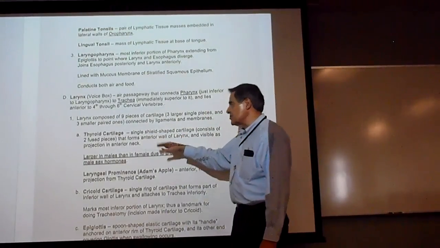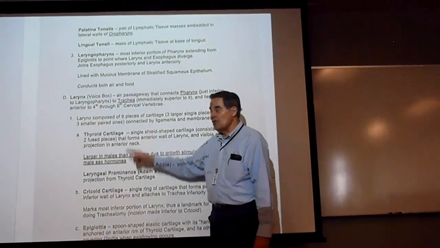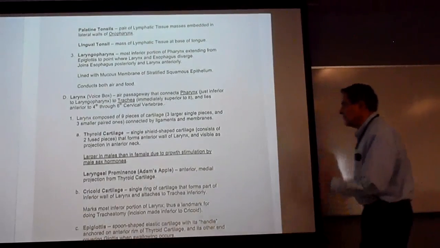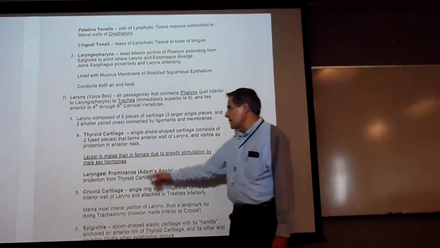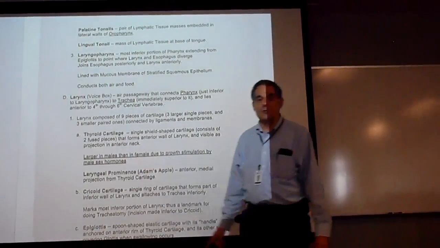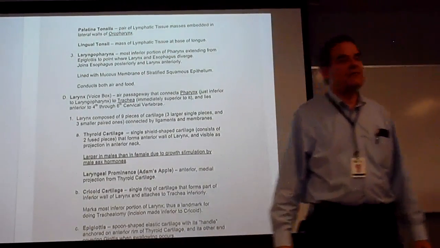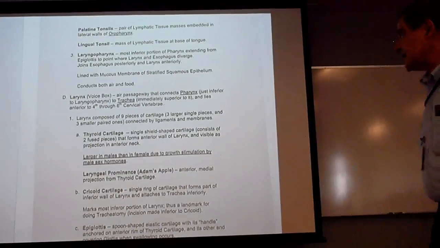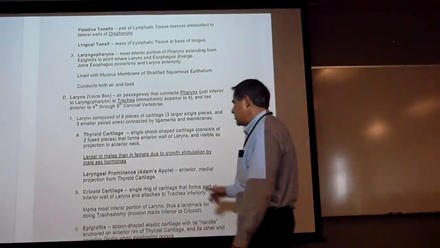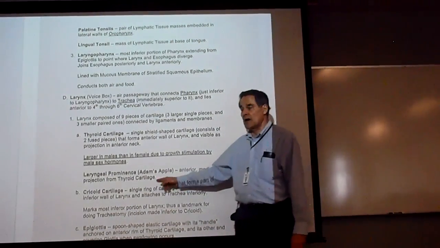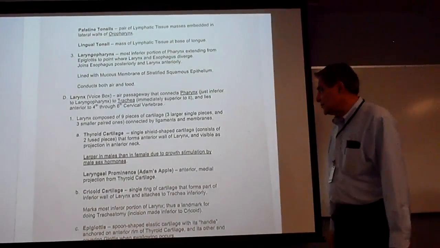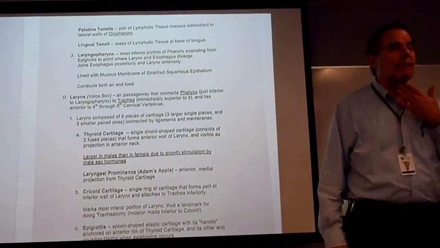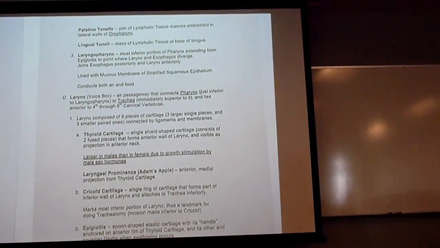The largest cartilage is kind of shield shaped. This is called the thyroid cartilage. You can see it especially in the anterior portion. The cartilages tend to be larger in males than females. There is an anterior projection from the thyroid cartilage called the laryngeal prominence, and this is commonly referred to as the Adam's apple. We all have one. It's just more prominent in males than it is in females because of larger cartilages.